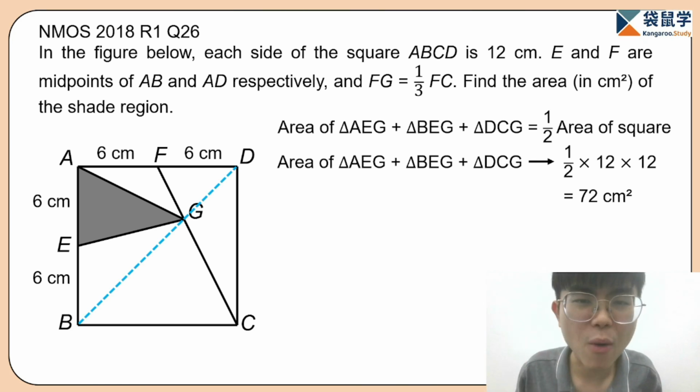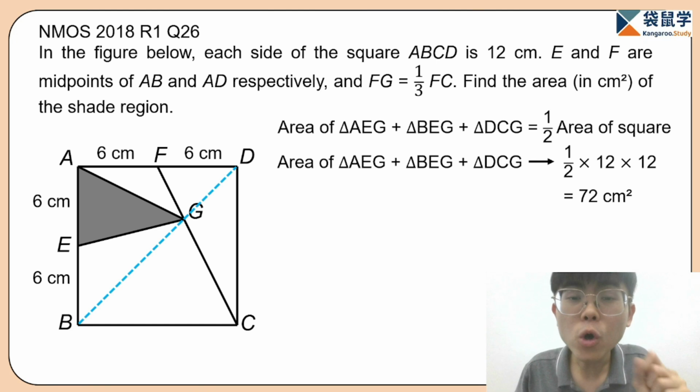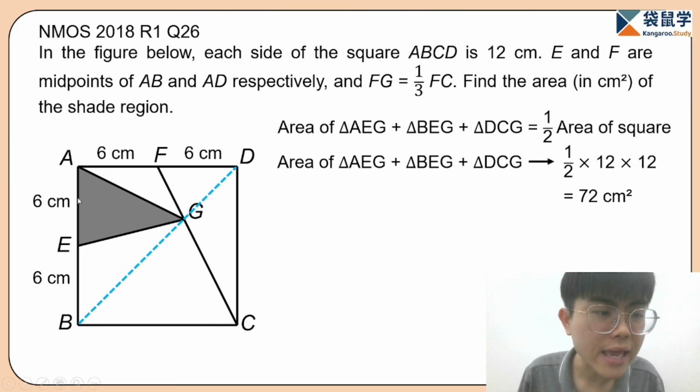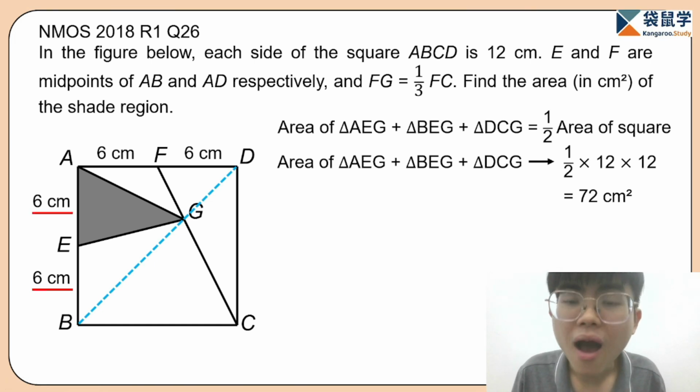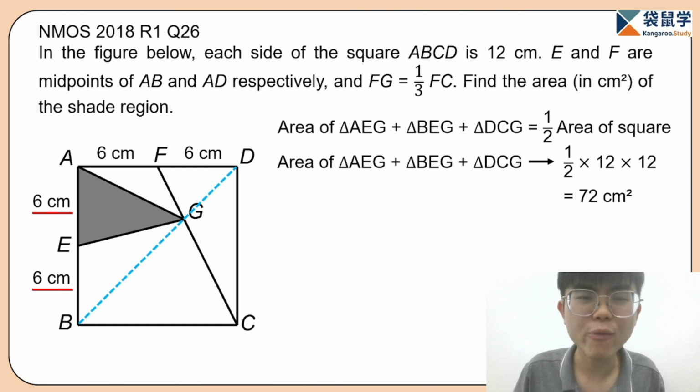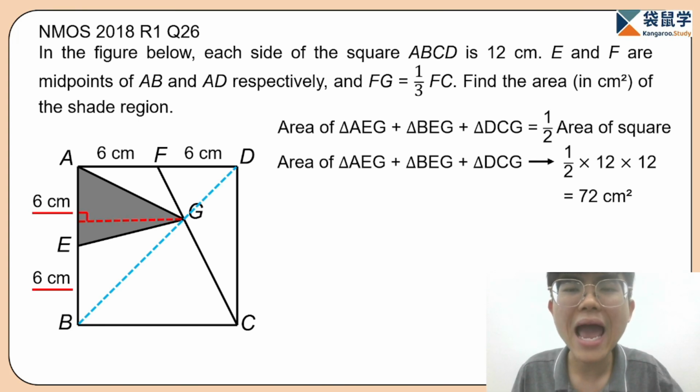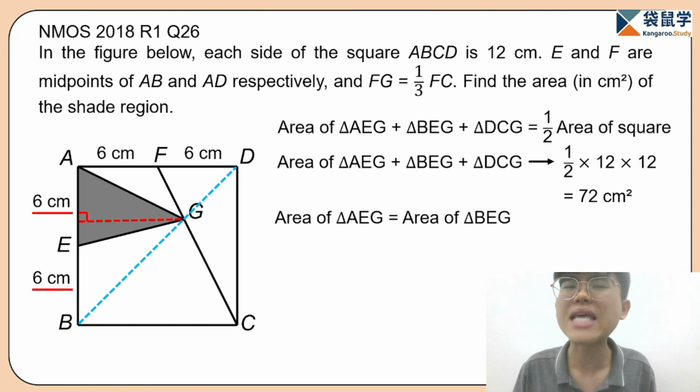Let's try to observe our figure again. Oh, so you can see that the triangles AEG and BEG actually have the same base, which is 6 centimeters. How about the height? They also have the same height, which we can draw from the point G to the base. So we can say that the area of the triangle AEG is the same as the area of triangle BEG.